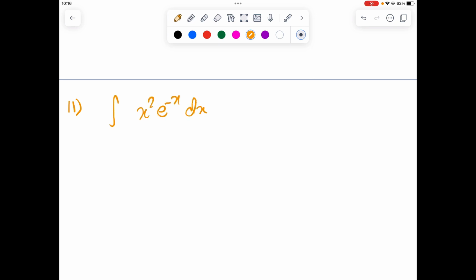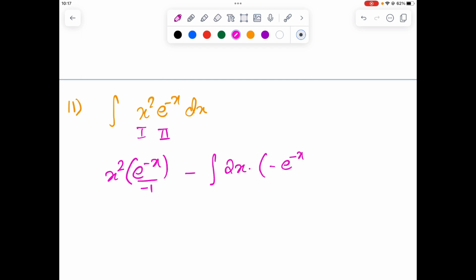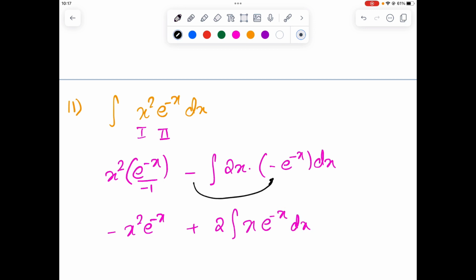So first function is algebra, second function is exponential. First function, integral of second function, e power negative x upon minus 1, minus integral of derivative of first function, 2x, and carry forward that, minus e power minus x dx. So it becomes minus x square e power negative x plus 2x e power negative x. How did I get plus? Minus times minus is plus.